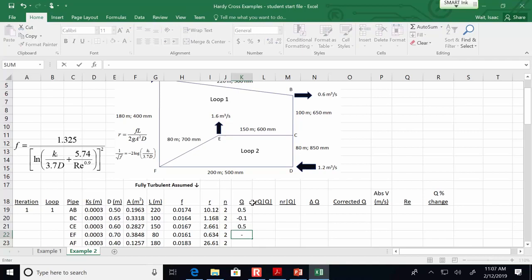0.5, negative 1.1, and negative 0.5. All right.